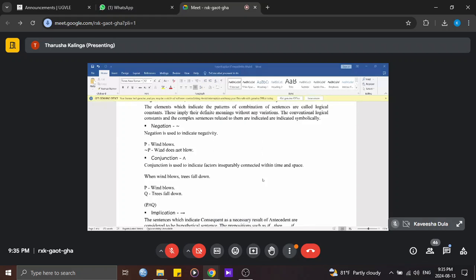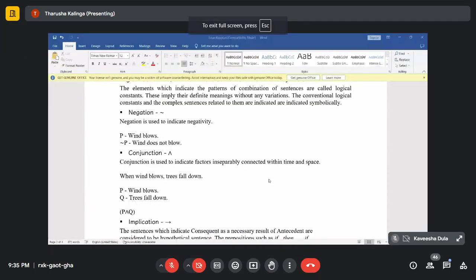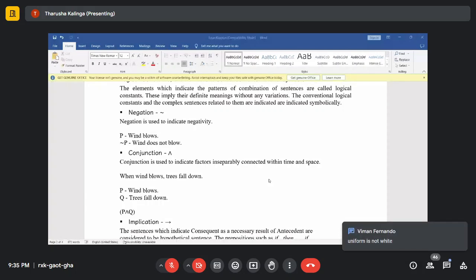No, right? So obviously, negation should be, that is correct. Uniform is not white. It should be not white. So now, taking it as black and its opposite side as white, that is not the proper way. Like it is something in the middle.